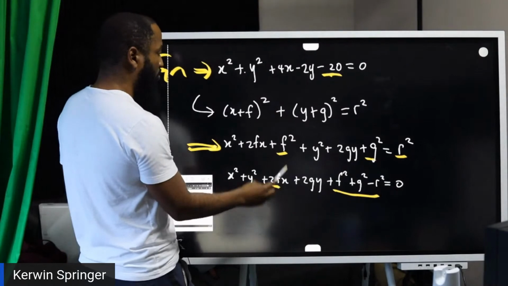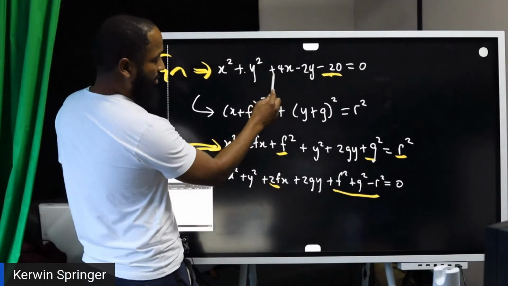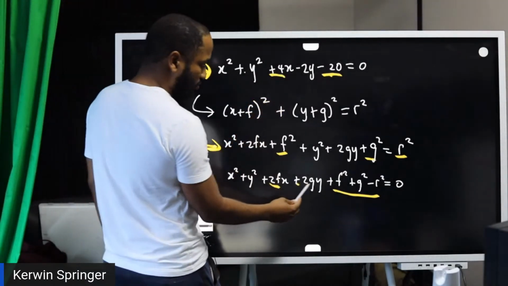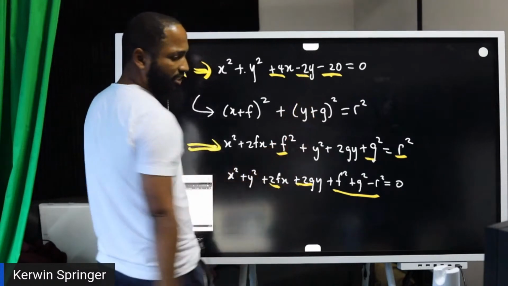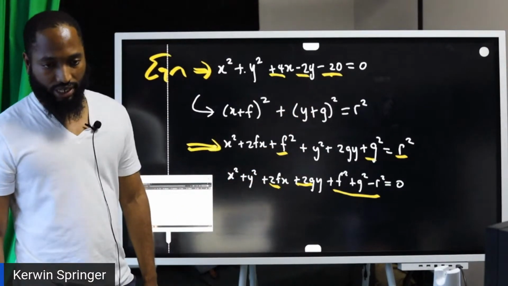This 2f must be equal to this. This 2g must be equal to this. Say in the chat if you understand the comparisons there.